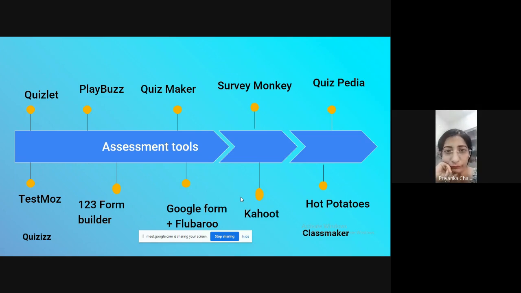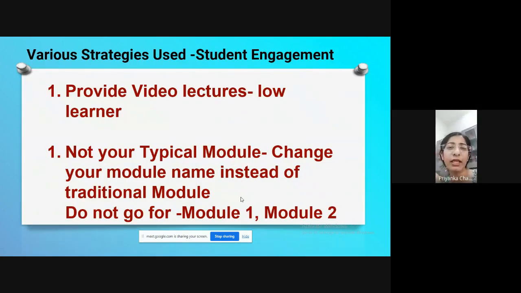Next, for assessment, there are various strategies where we can engage n number of students. Like we can provide lectures to the students who are weak. Instead of taking more physical classes, we can give our video lectures to them. Module, we can change the name of the module. Like we can go for module 1, module 2, right? But this is the traditional way. If we use the word module, students think we have to study.